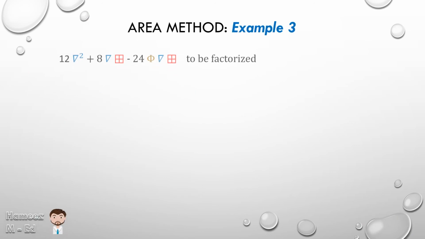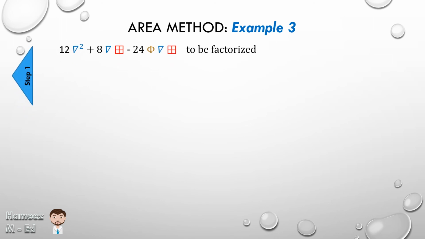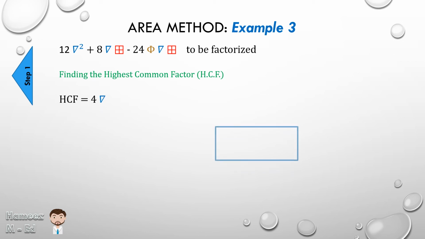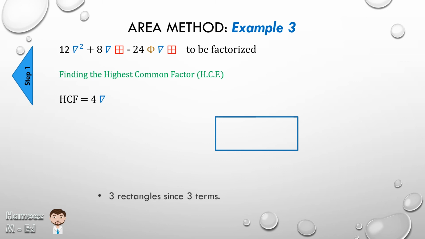We will now solve the last example using the area method. Each method is acceptable, and it is up to the student to use whichever they prefer. So we repeat step 1 of finding the HCF. When we have completed it, we now apply it to the area of 3 rectangles, as we have 3 terms. Since the area of a rectangle is length times breadth, we take one side to be the HCF. Since we know the area of the first rectangle is 12 triangles squared, and one side is 4 triangles, then the other side is 3 triangles.